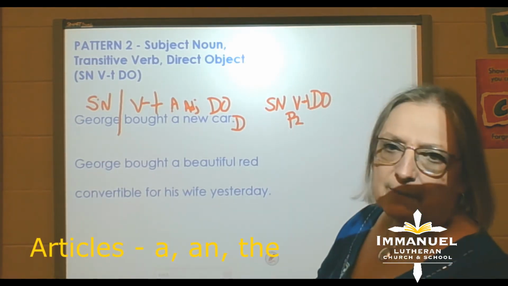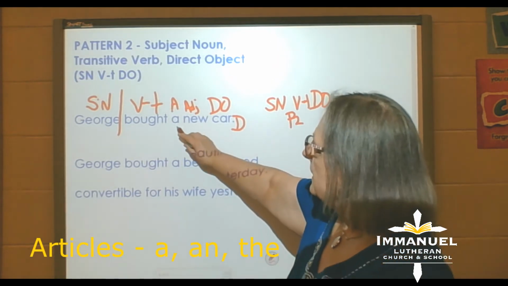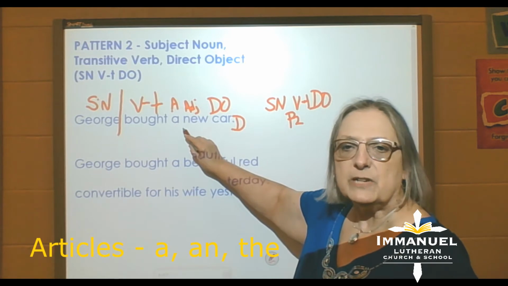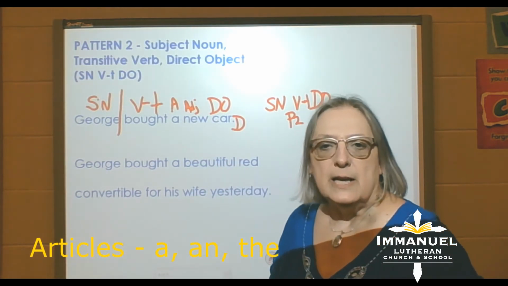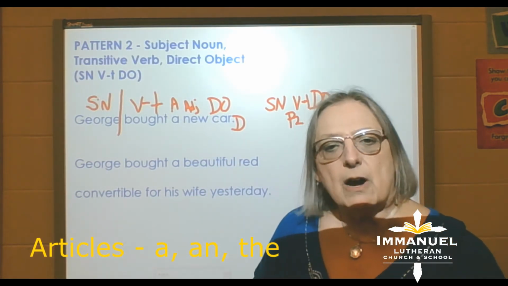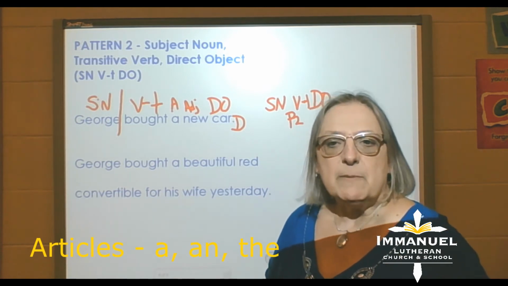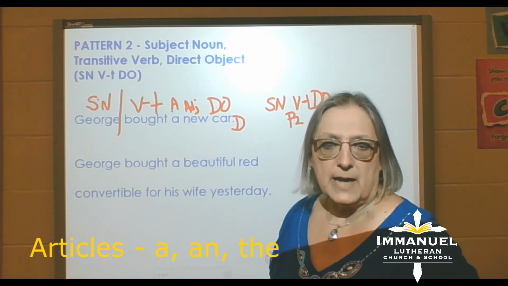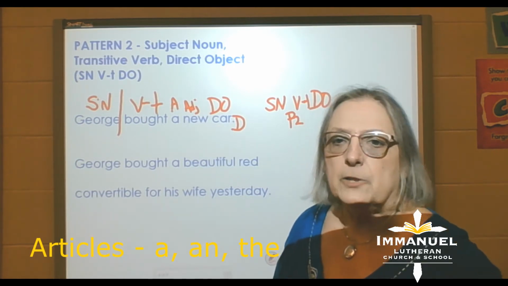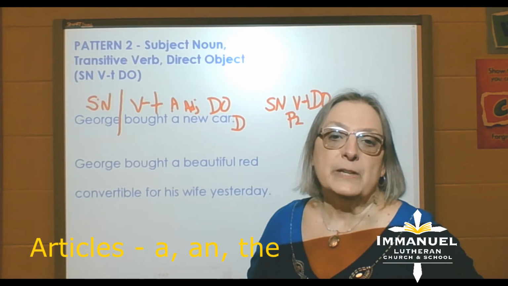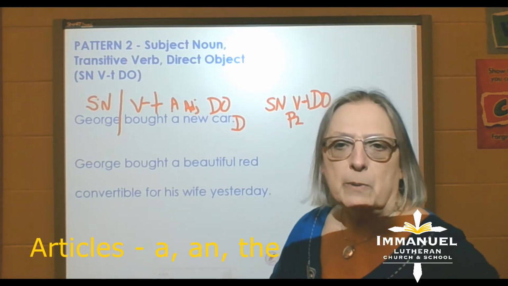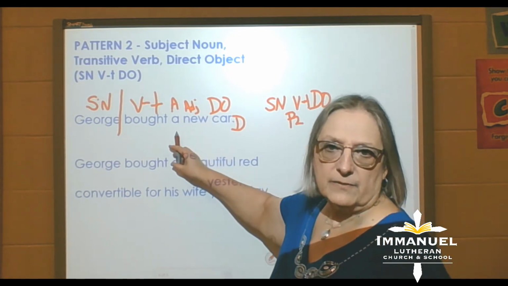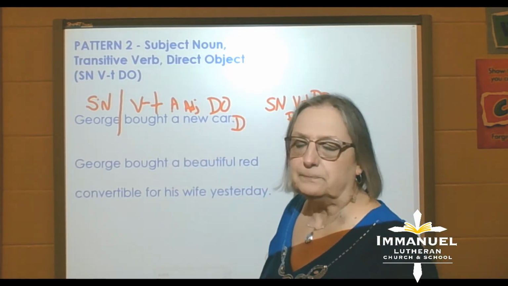Now let me talk about A for a minute. A, the, an. Those 3 small words are adjectives, but they're a special group of adjective called articles. And anytime you see a, the, or an, you know there's a noun, a naming word, very close by. There may be some adjectives in the middle, but you're going to find a noun nearby. And so we label a, an, and the, very simply, article adjective.